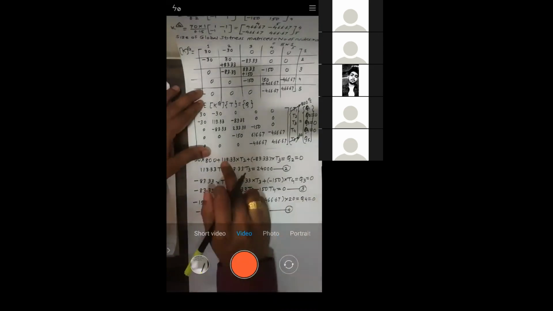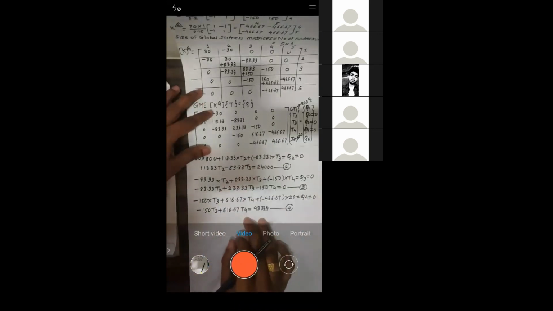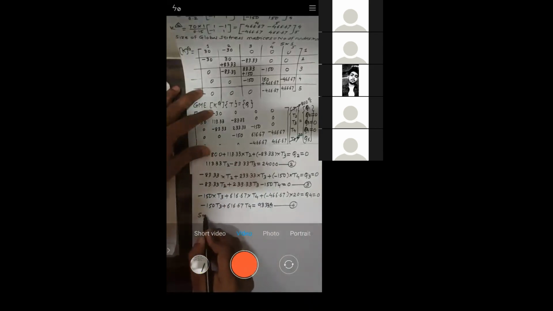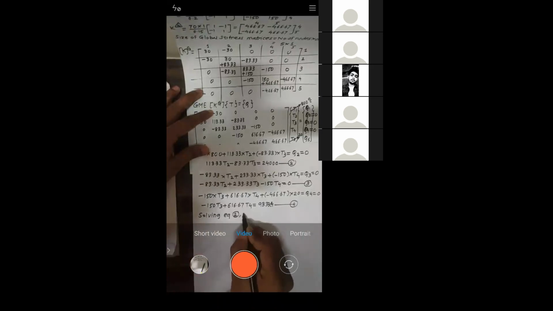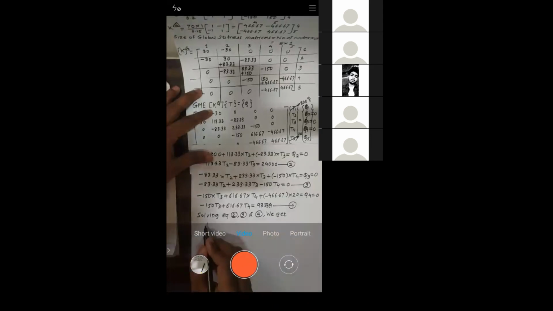Now see, equation 2 is in the form of T2, T3. Equation 3 is in the form of T2, T3, T4. And equation 4 is in the form of T3, T4. So can you solve these three simultaneous equations to get the values of T2, T3 and T4? Can you solve in a calculator? Solving equations 2, 3 and 4, we should get these values.